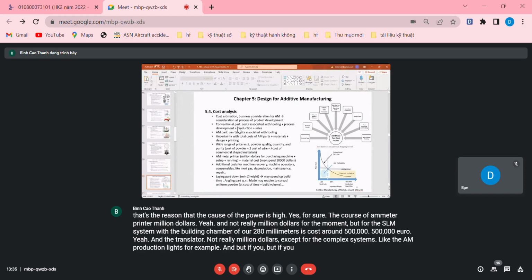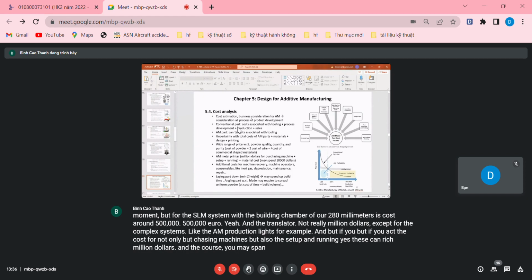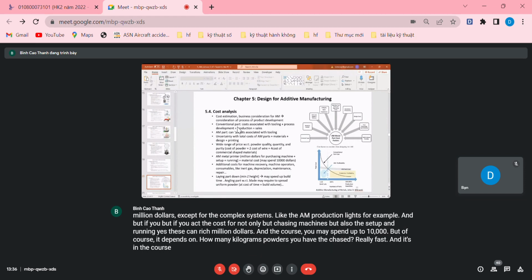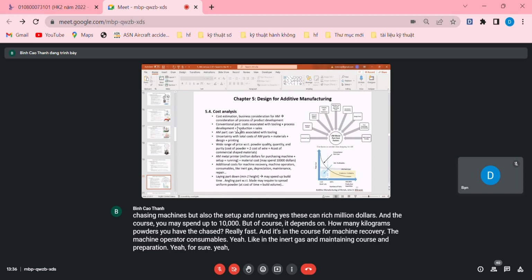But if you add the cost for not only purchasing machines but also the setup and running, it can reach $1 million. And for the powder you may spend up to $10,000, but of course, it depends on how many kilograms of powder you have purchased. Additional costs include machine operator, consumables, inert gas, and maintenance cost and repair, for sure. There are many types, of course.